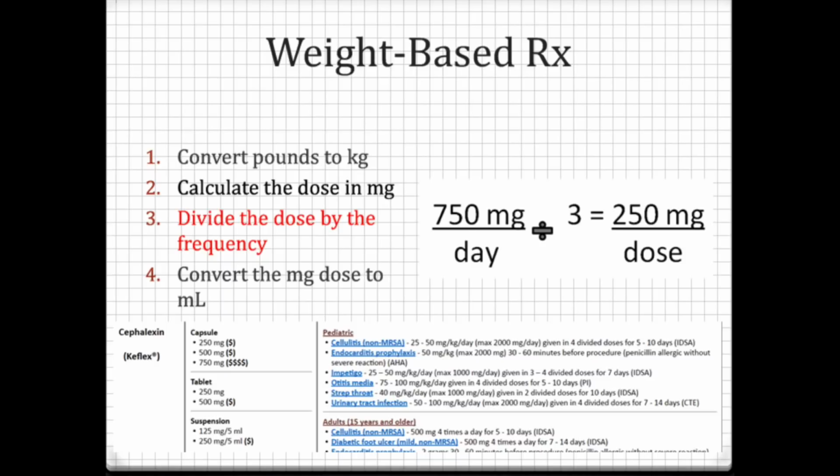You could have also used 800 milligrams divided by 3, and that's 267 milligrams per dose, which no one is going to measure out, so you would likely round to 250 milligrams anyway.